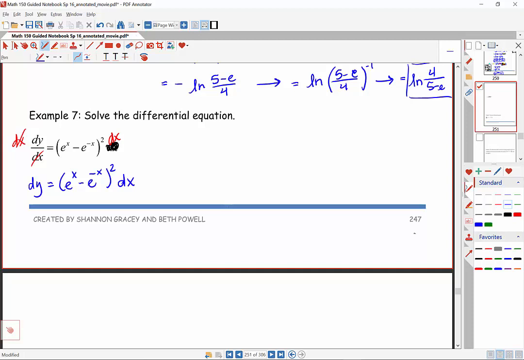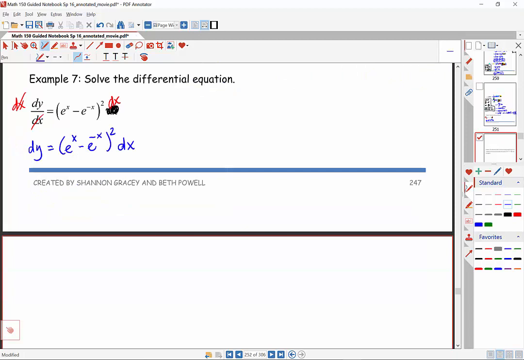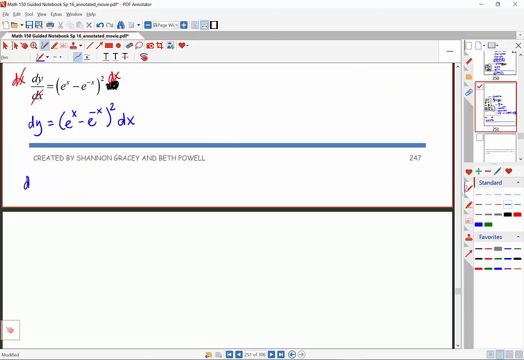Okay, now I can't integrate the right side as it is, so I'm just going to expand that out. This is the same as e to the x squared minus 2 times e to the x times e to the negative x plus e to the negative x squared. And that's all times dx.